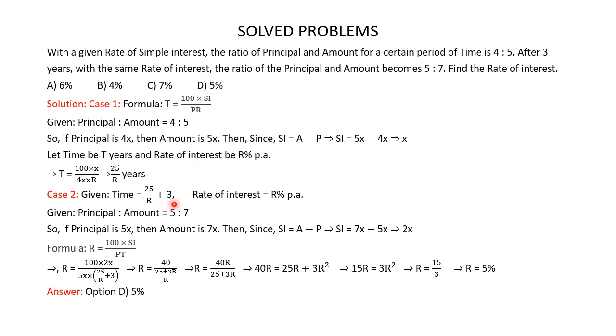Now substituting all these values in the formula here, we get r is equal to 100 multiplied by 2x divided by 5x multiplied by 25 by r plus 3. On solving this, we get r is equal to 5, which means the rate of interest is 5% per annum. So the correct answer is option D, 5%.